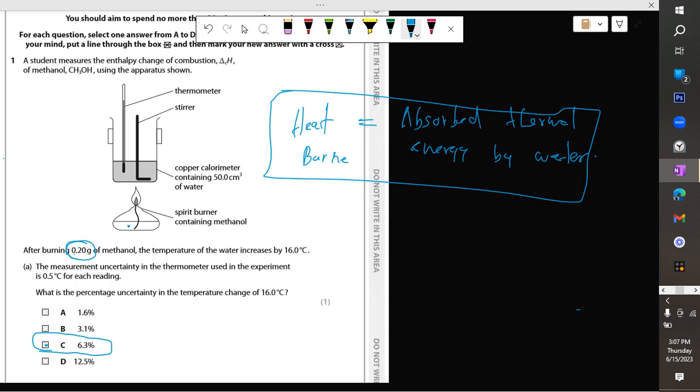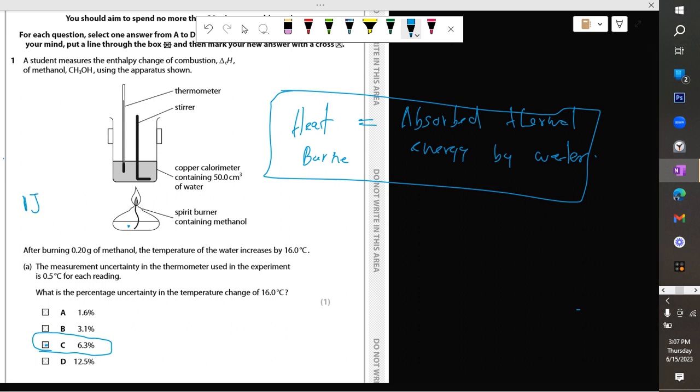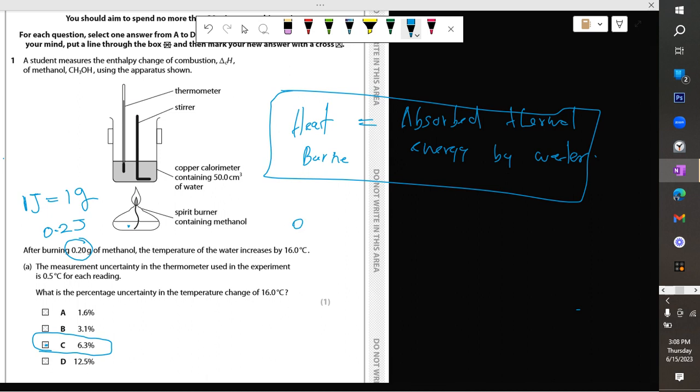For heat emitted, you have only the mass of the methanol that burns. So let's assume it contains 1 joule of energy in 1 gram of methanol. Then 0.2 grams means 0.2 times 1, which is 0.2 joules. Emitted heat by the burner is 0.2 joules.